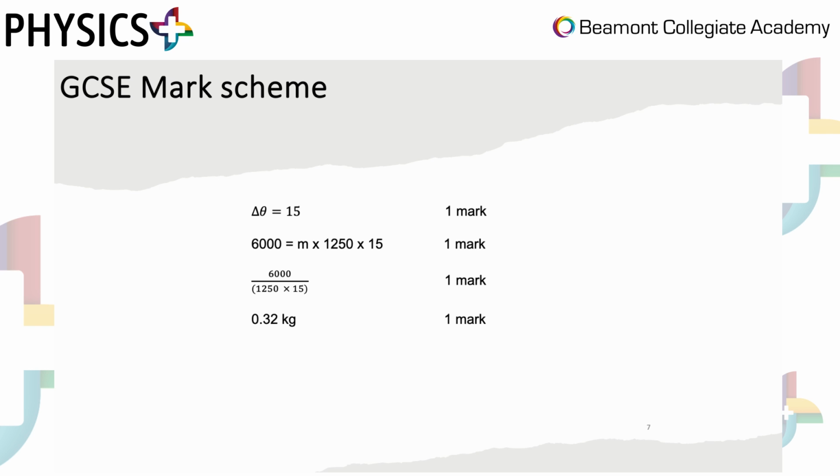So here's the GCSE mark scheme. 1 mark given for calculating the change in temperature, 1 for substituting the data into the equation, another for rearranging, and finally for giving the answer as 0.32 kilograms.